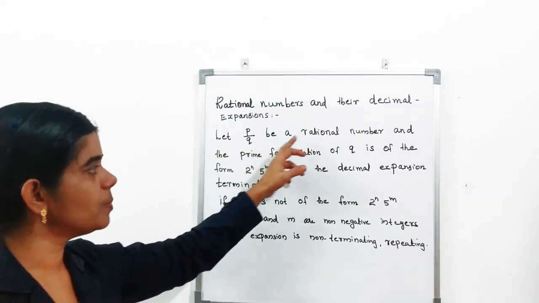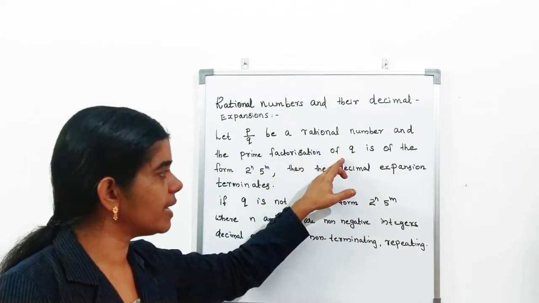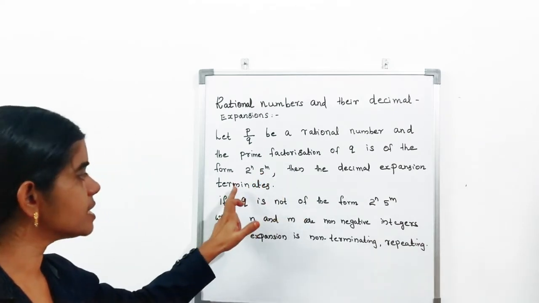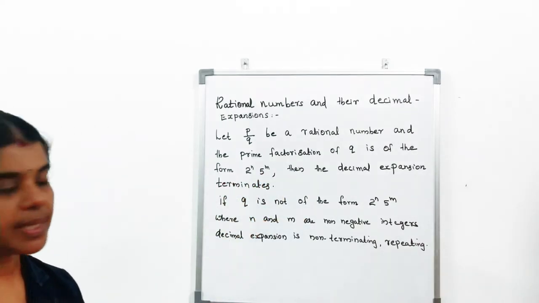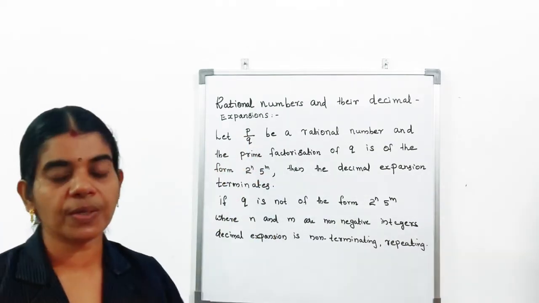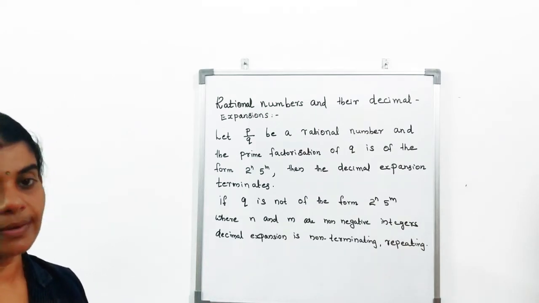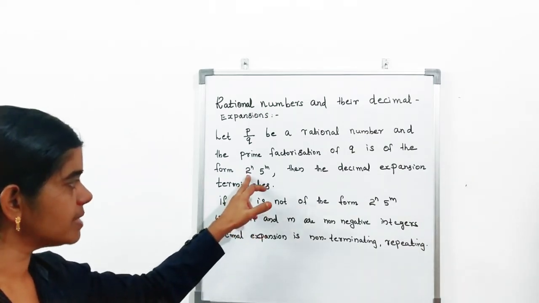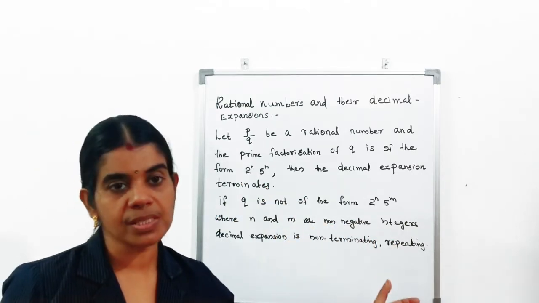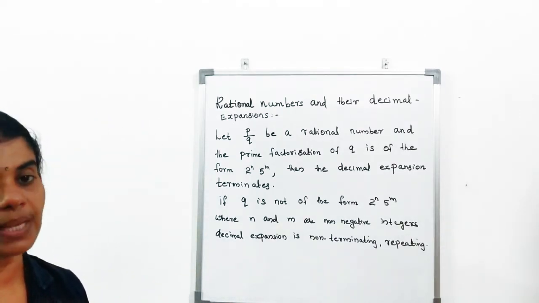Let p by q be a rational number and the prime factorization of q is of the form 2 raised to n and 5 raised to m, then the decimal expansion terminates. For the rational number p by q, you want to find out the denominator's factors. If the factors you are getting are 2 and 5 only, where n and m are any non-negative integers. Negative is not possible. Any number 1, 2, 3, like that, can be n and m.